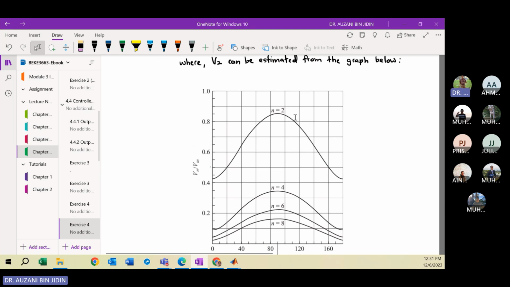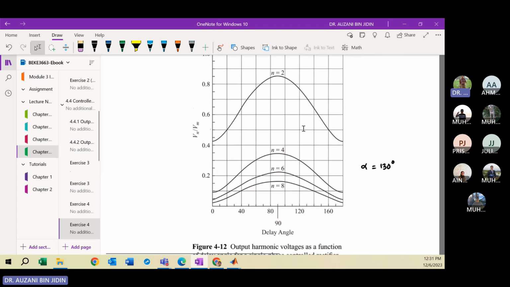This is easy, right? So your alpha, what is the alpha? Your alpha value is what? Alpha is 130 degrees, right? You have calculated it in exercise 3. Exercise 3. So where? Alpha 130. Here, right? 4, 5, 6. So here.